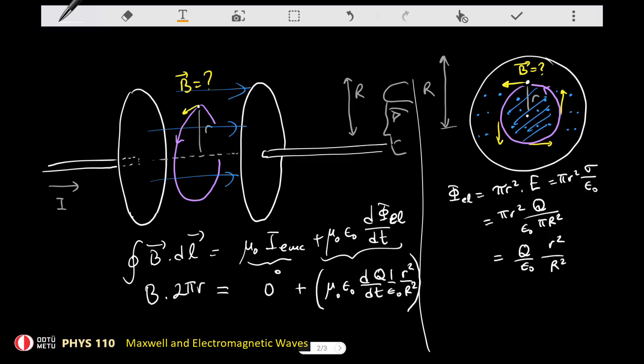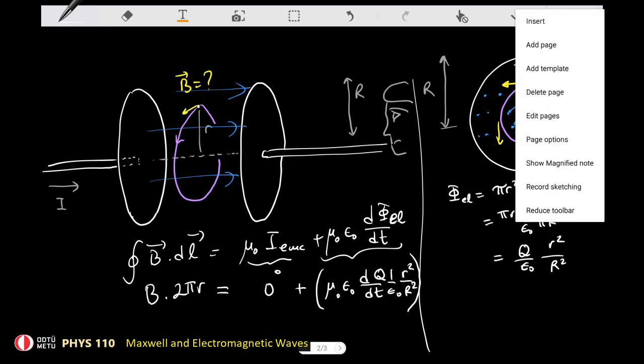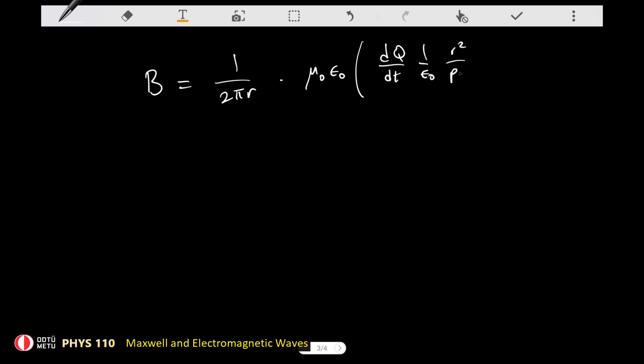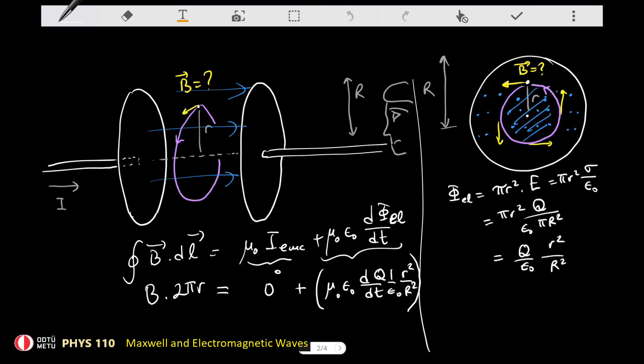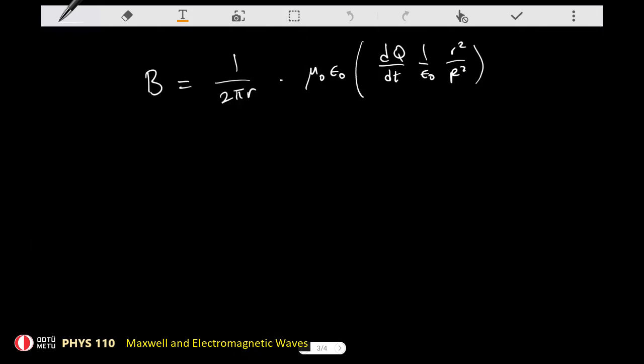I'm going to pass to the new page now. So B therefore is equal to 1 over 2 pi r, there was mu 0 epsilon 0, and then the rate of change of the flux, let me write this down like that, 1 over epsilon 0 r squared over R squared. Let me also check one more time if everything is correct. Yeah, it seems to be correct.